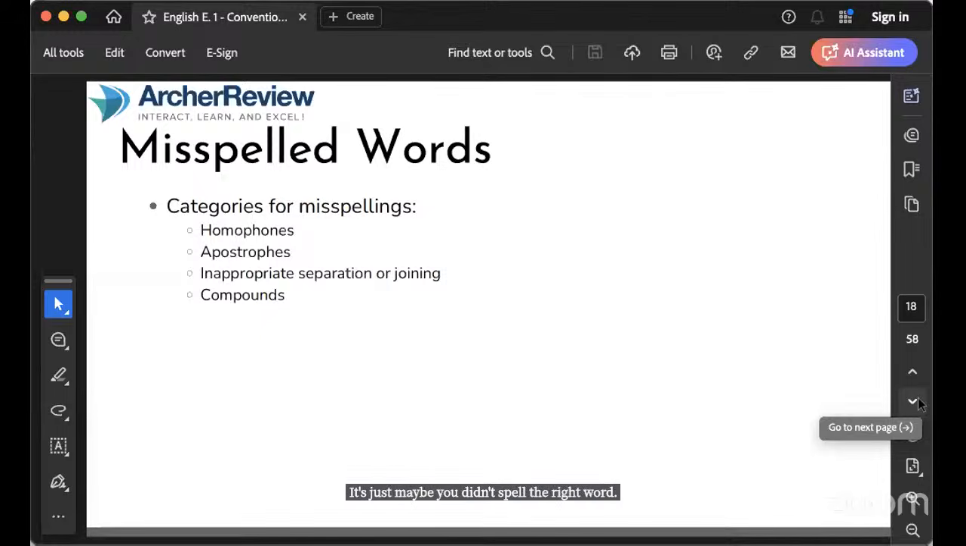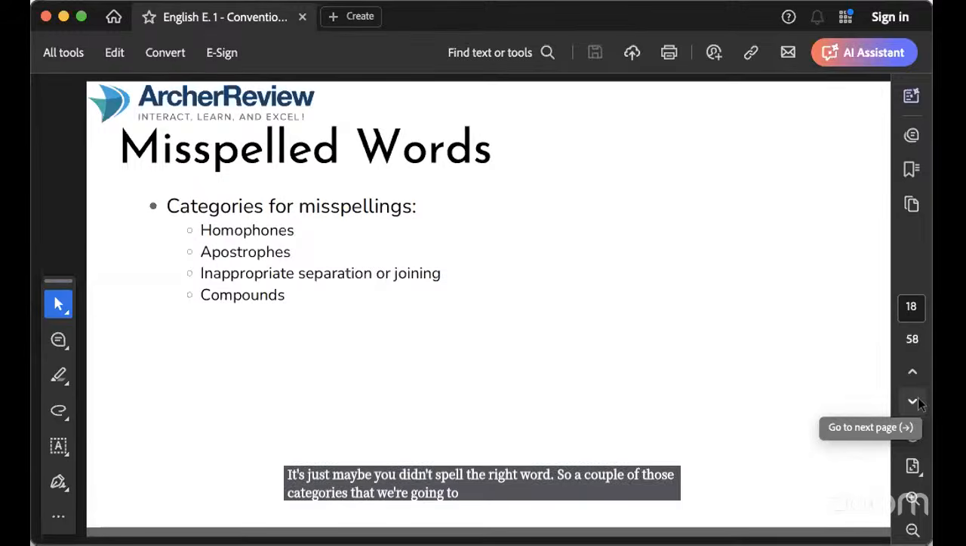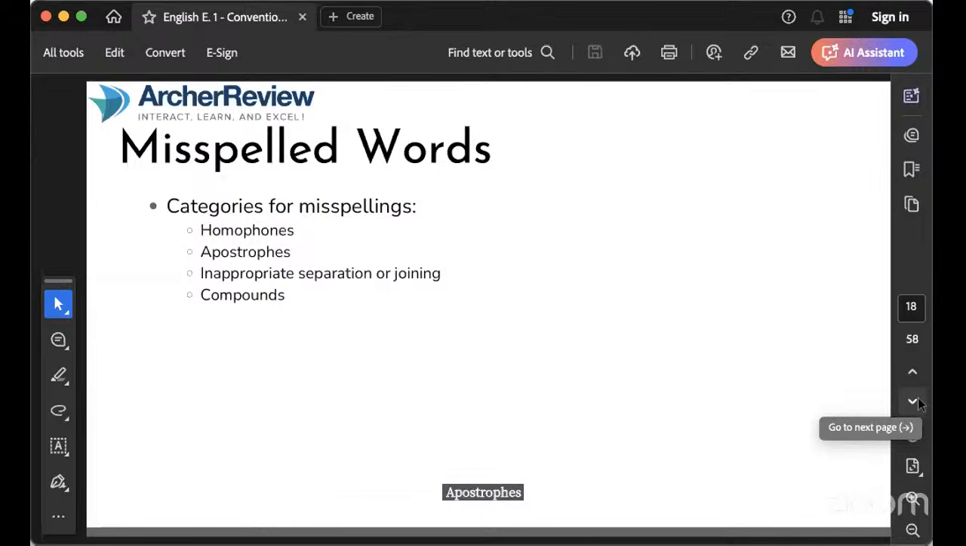So, a couple of those categories that we're going to look at now are homophones, apostrophes, inappropriate separation or joining, and then tying in with that, we're going to look at compound words.